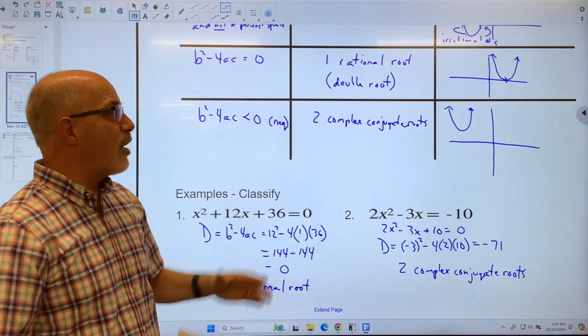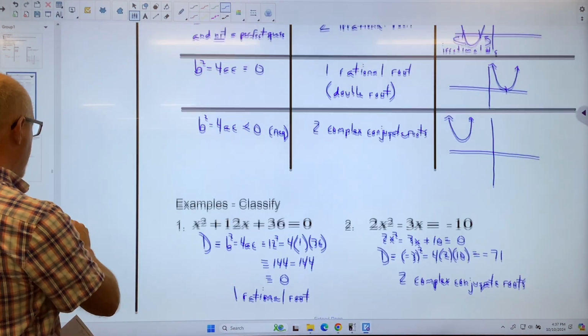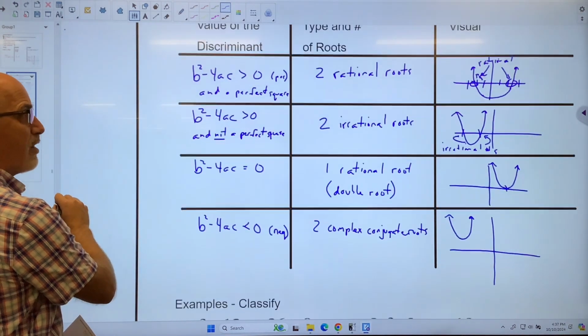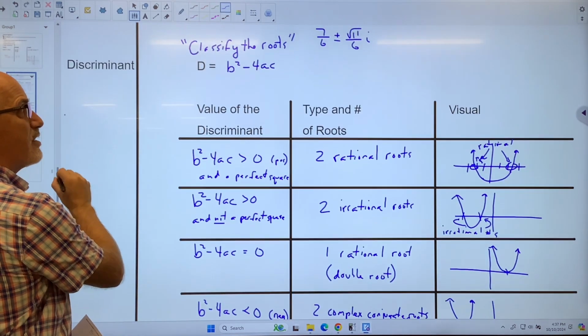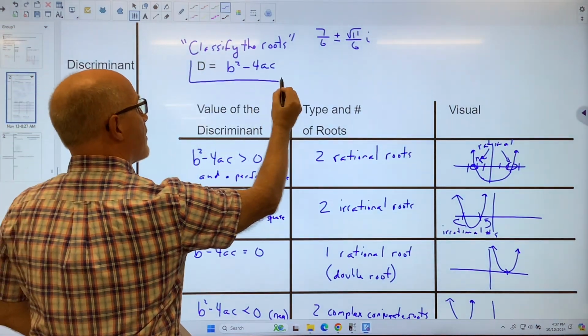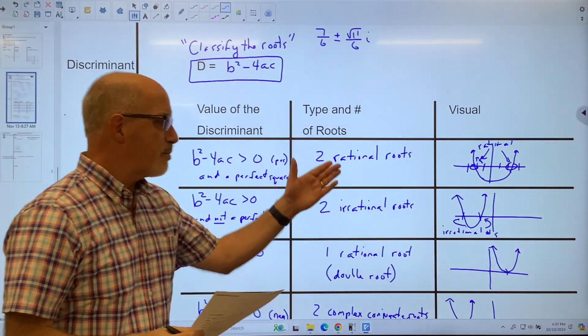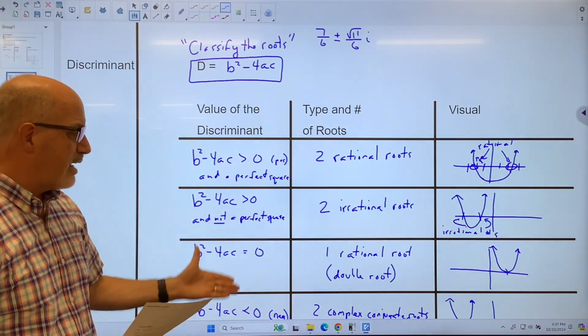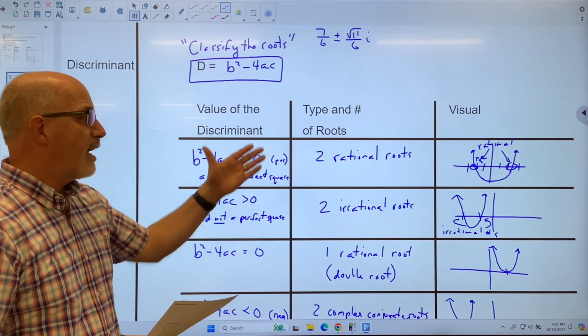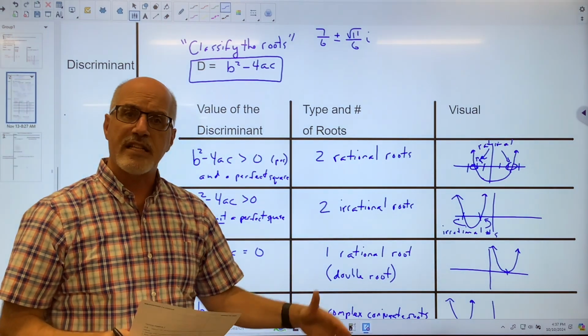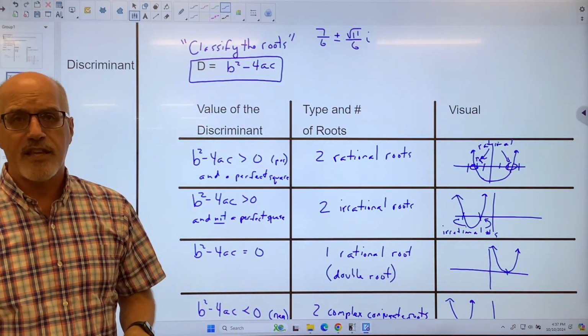And then we looked at how we can classify them, looking at a table like this by looking at the discriminant, which is just this b squared minus 4ac. That discriminant will tell us, depending on what the value of it is, how many roots we have and the classification of what number set they fall into.